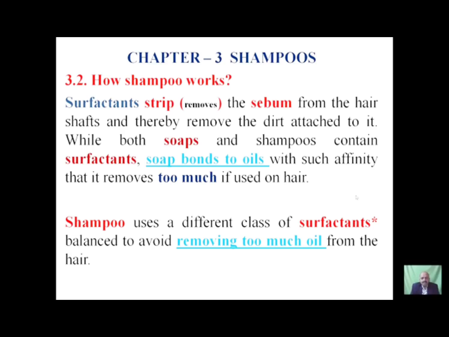So here, in the shampoo containing the soap, what happens is it bonds to oils with such affinity and removes the maximum amount of oil from the hair, because soap bonds attract the oils present on the hair shaft. Shampoos use a different class of surfactants balanced to avoid removing too much oil from the hair. And the surfactants present inside the shampoo will remove the oil to some extent, but not completely, because oil is needed to maintain or give the conditioning effect to the hair.